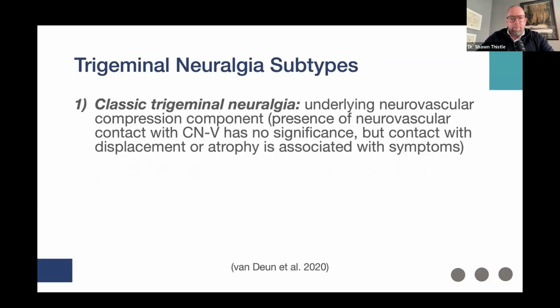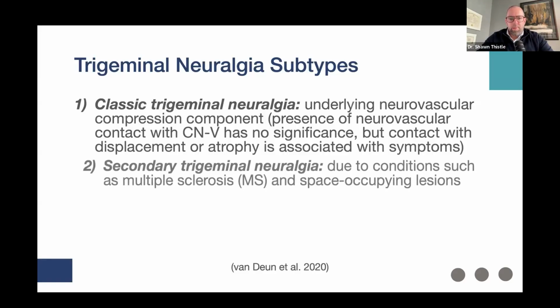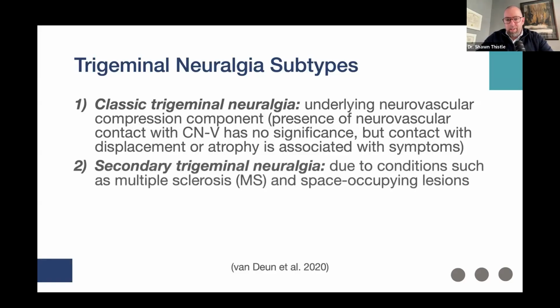But here are the subtypes of the first classification of just trigeminal neuralgia. So there's an underlying neurovascular compression component here in classic trigeminal neuralgia. The presence of neurovascular contact with the fifth cranial nerve has no significance by itself, but contact with displacement or atrophy does. So if you just have contact, some people can actually be asymptomatic. But as soon as there's contact with displacement of the nerve itself or atrophy of the nerve itself, that's generally associated with symptoms. Again, you're not going to really be able to drill down into these anyway necessarily.